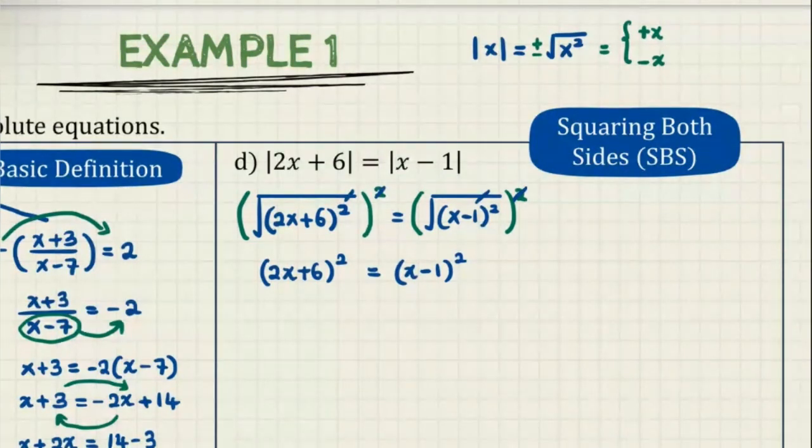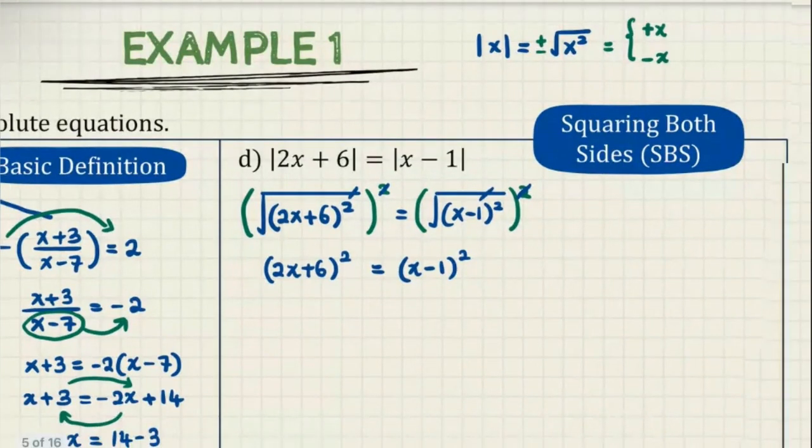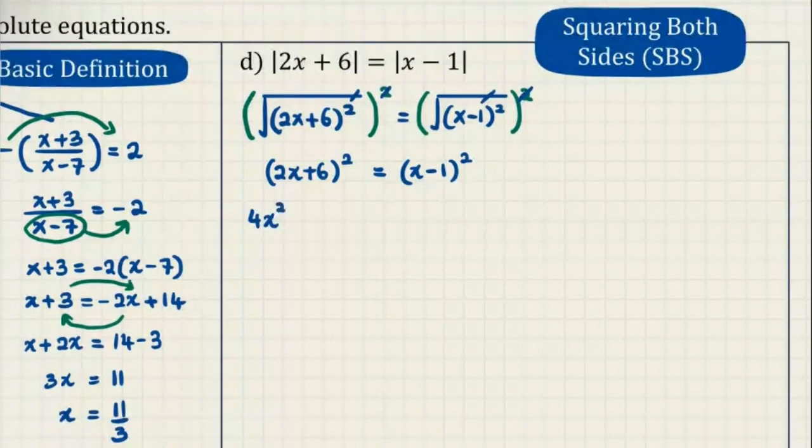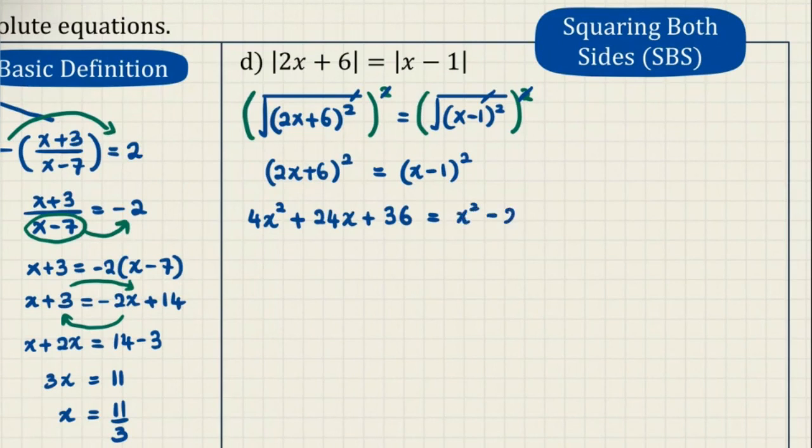Okay, now we expand. When there is a square, we expand. So expand the left side first. So 2x squared will become 4x squared, plus 2 times 2x times 6. So 4 times 6 is 24, so it will be 24x, plus 6 squared is 36. So do the same thing again: x squared minus 2x plus 1. I think by now everyone knows how to expand, right?